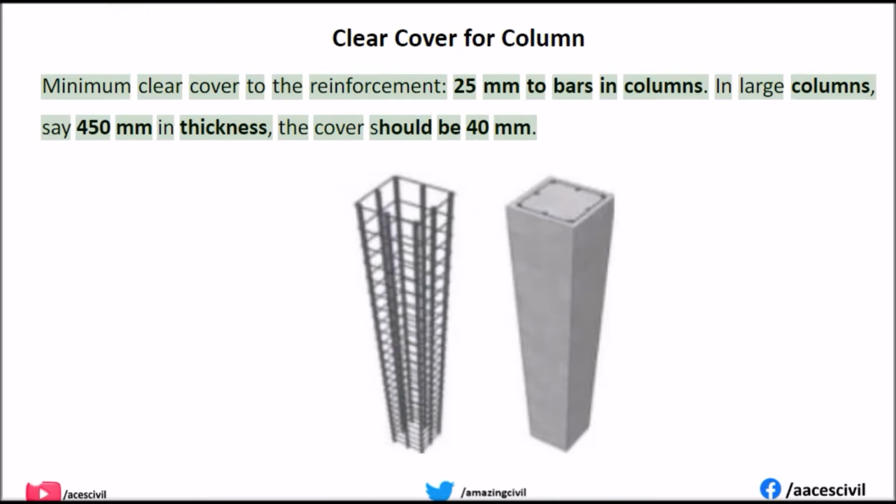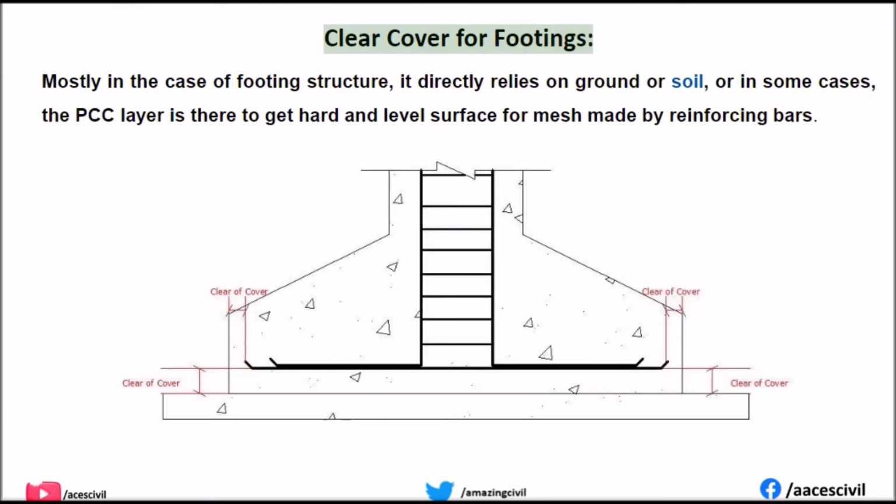Minimum clear cover to the reinforcement, 25 mm to bars in columns. In large columns, say 450 mm in thickness, the cover should be 40 mm. Clear cover for footings.